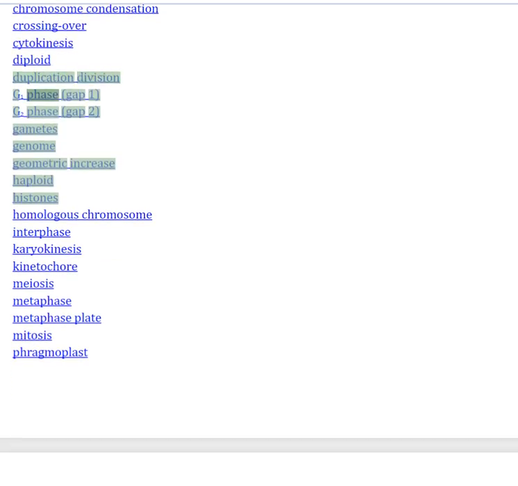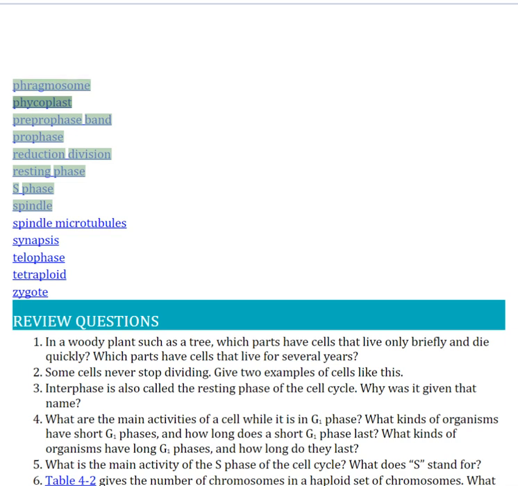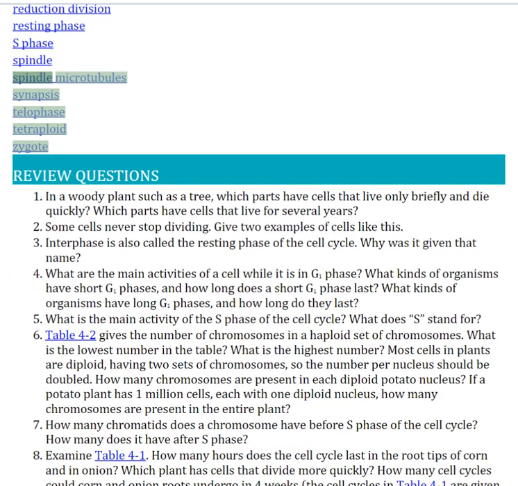duplication division, G phase, gametes, genome, geometric increase, haploid, histones, homologous chromosome, interphase, karyokinesis, kinetochore, meiosis, metaphase plate, mitosis, phragmoplast, phragmosome, phycoplast, pre-prophase band, prophase, reduction division, resting phase, S phase, spindle, spindle microtubule, synapsis, telophase, tetraploid, zygote.